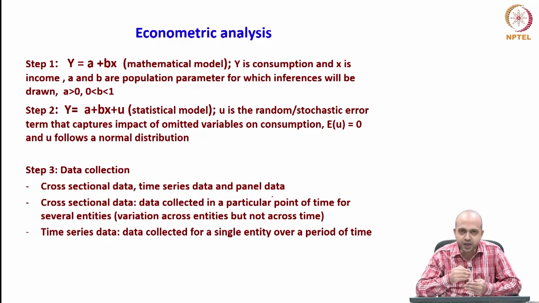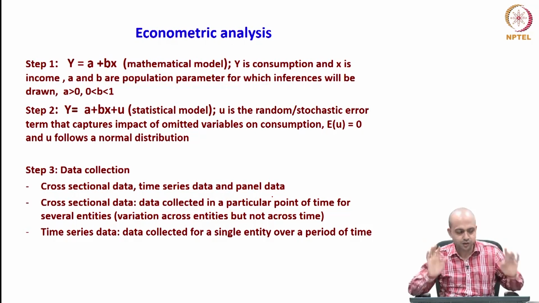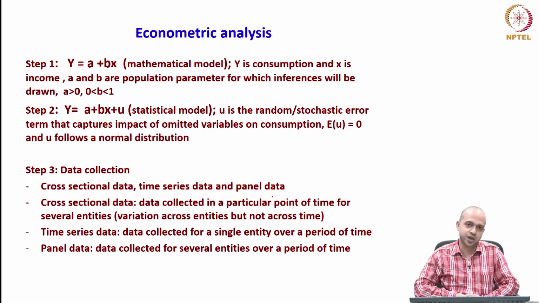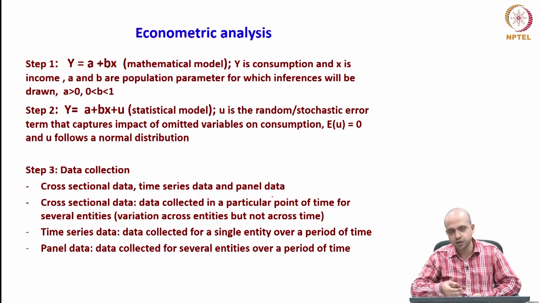And if you combine this cross section and time series, then you are going to get cross sectional time series data or panel data, right? So that means in panel data you have characteristics of both time series as well as cross section. Okay? There is variation across entities, there is variation across time periods. If that is the case, then it is called panel data.